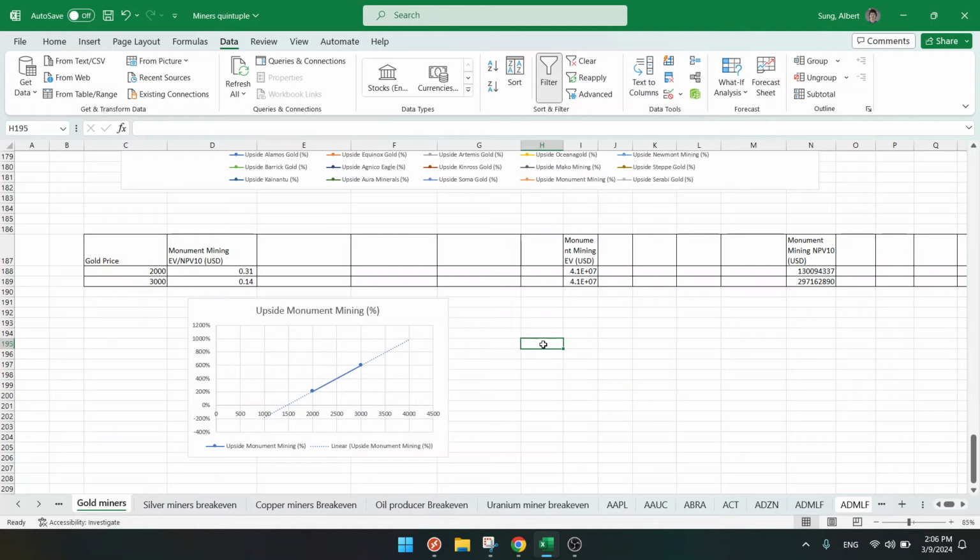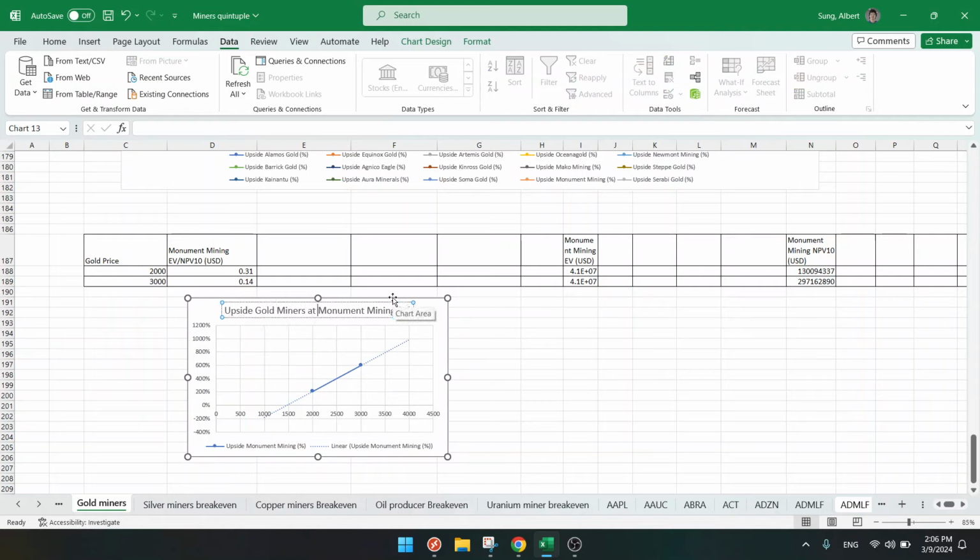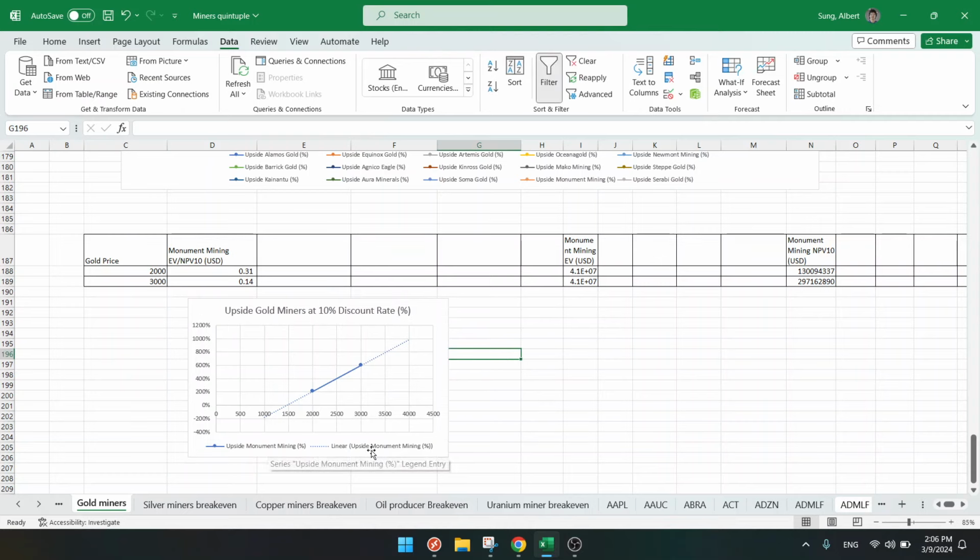Okay, so this was the tutorial on how to automate the upside in gold miners at 10% discount rate. And this is Monument Mining. I will be adding more miners so that we can compare it. And by one click of the button, we will know the upsides every day.